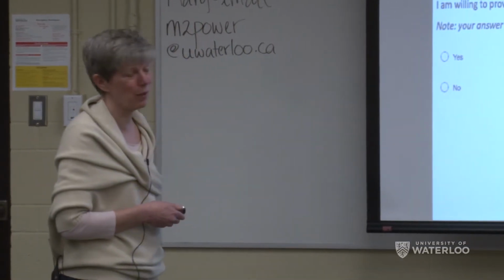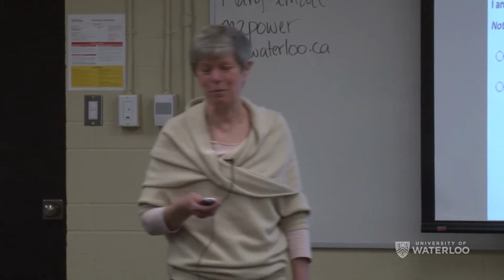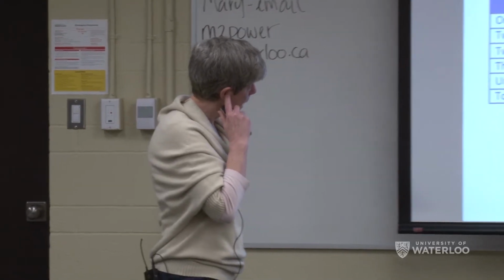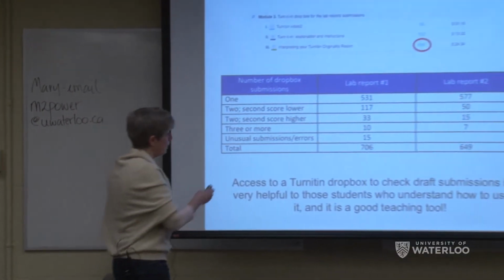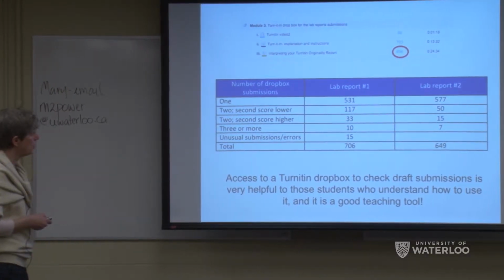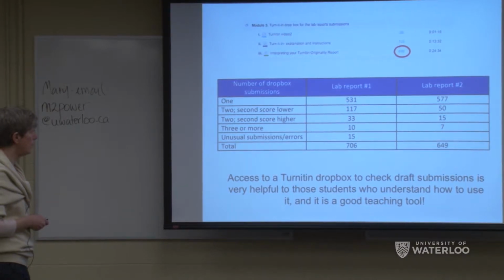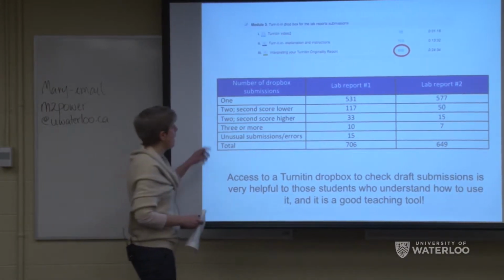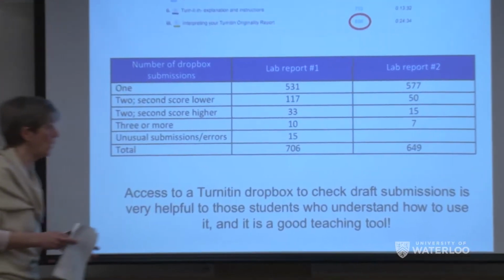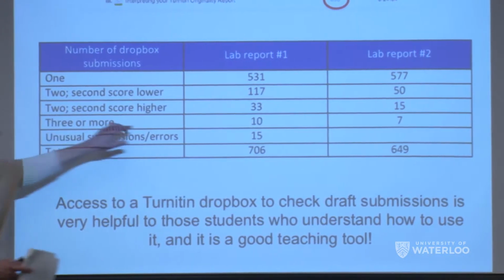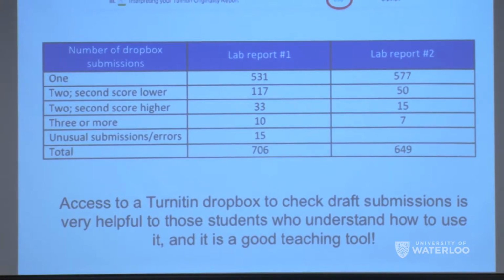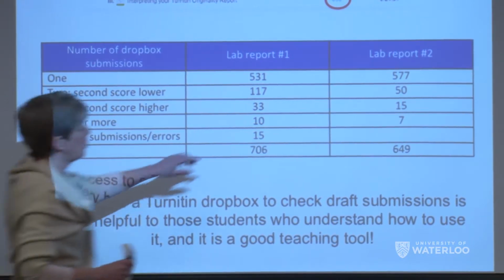And then we asked them whether or not they were willing to allow us to use their feedback for these kinds of uses. Okay, so here's what happened. A lot of people used the draft Dropboxes. A fair number used it more than once. And of this number, the report score on the second draft went down. For some, it went up. You can see that this practice really decreased for the second report.